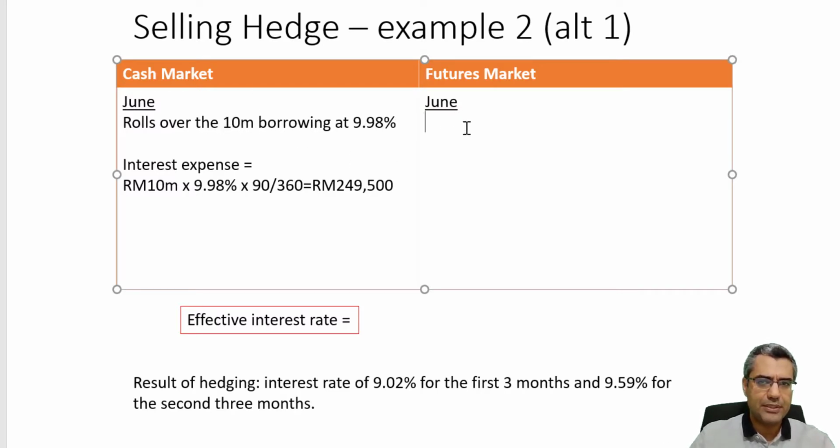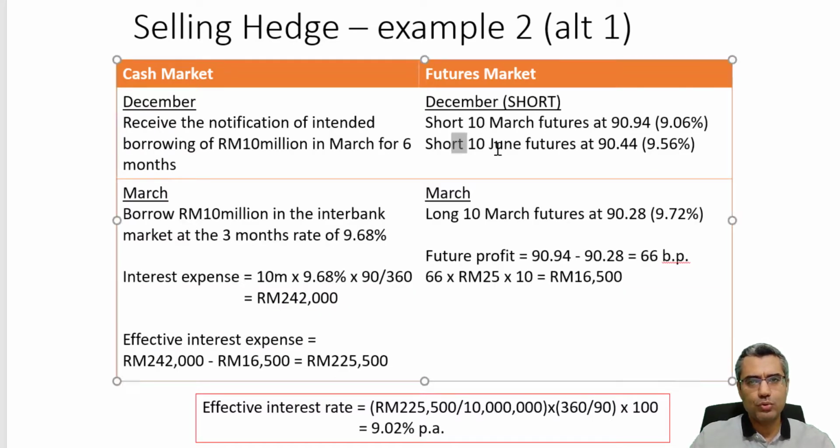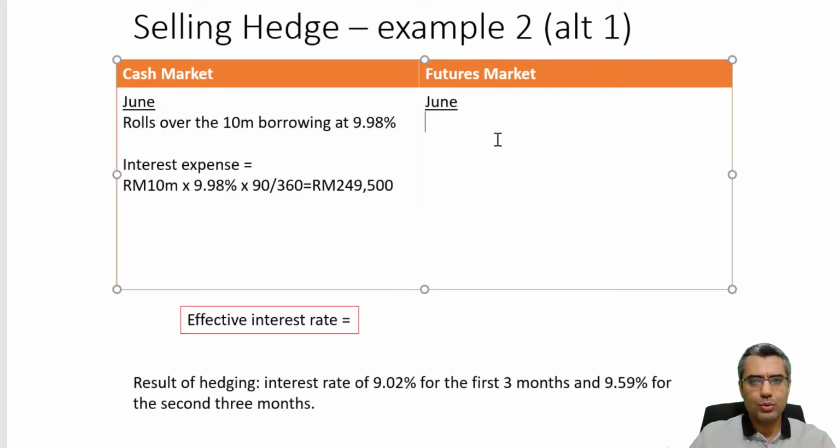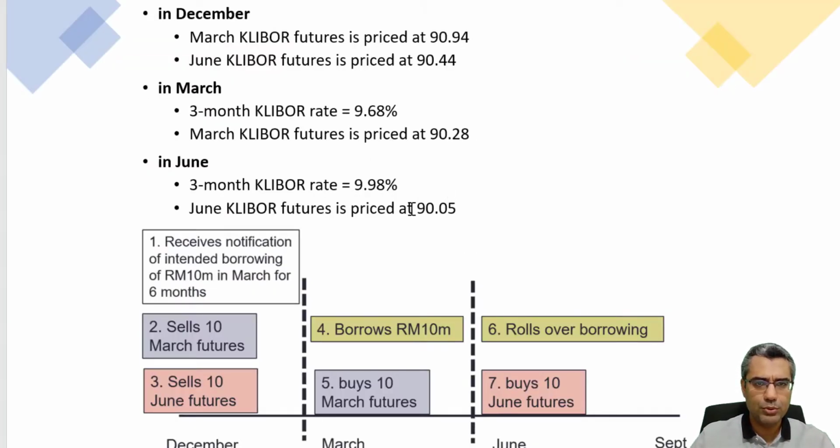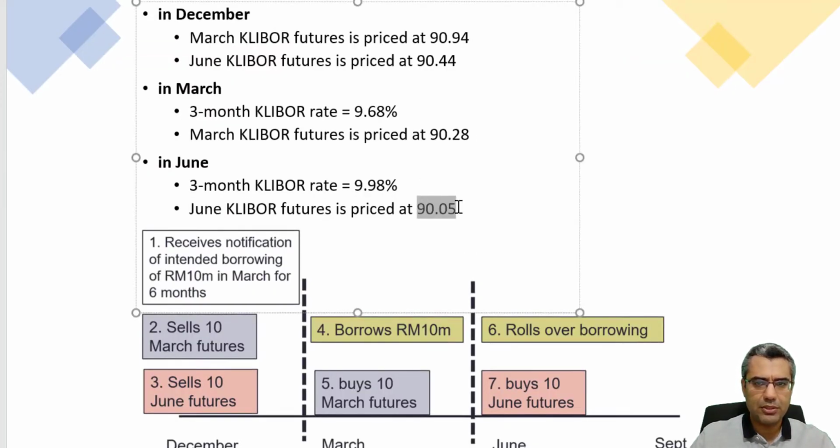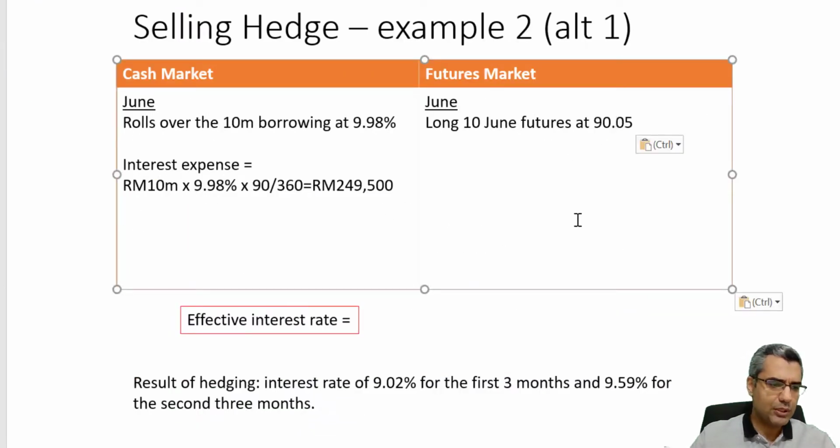At 9.98%, but we already have a 10 June futures contract. We shorted 10 June futures contracts in December. Now we need to close this 10 June futures contract. So in the futures market, I long the 10 June futures contract at what price? Here it is given to you. The June KLIBOR futures contract is priced at 90.05. So I long at 90.05. This means that the interest rate is 9.95%, right? So now, do we have a profit or loss?